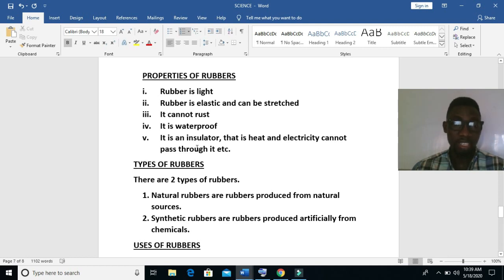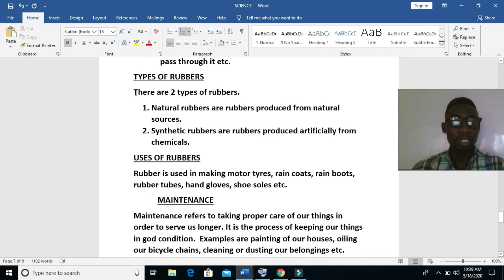Water cannot get into it, or it cannot be affected by what? Water. And the last property of rubber we are looking at is that rubber is an insulator. I've explained that earlier. That is, heat and electricity cannot pass through it. Heat and electricity cannot pass through rubber. In other words, rubber is not a conductor of heat, neither is it a conductor of what? Electricity.